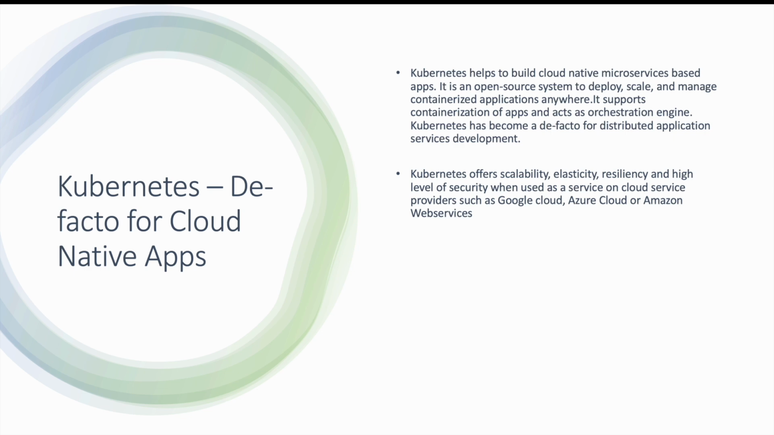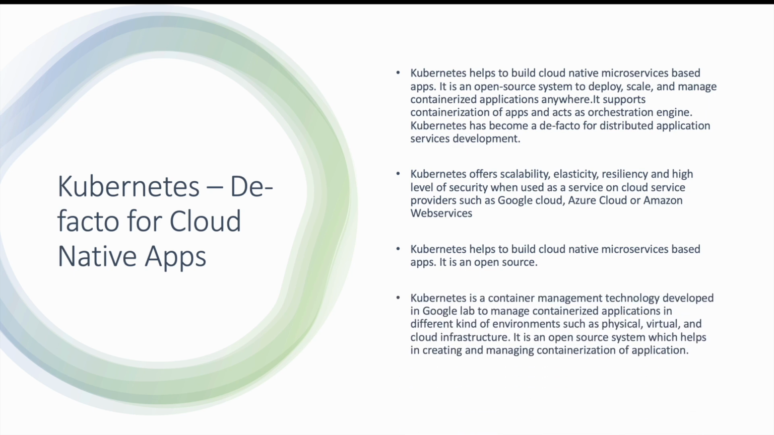Now, this is what we saw when we started with this tutorial, that resiliency, elasticity, scalability, and high security are the needs of the modern day application, and that can be met by building a cloud native application. And again, Kubernetes helps to build the cloud native application. So this is what we are saying over here. So these are all related things. Kubernetes helps to build cloud native microservice based apps, is an open source.